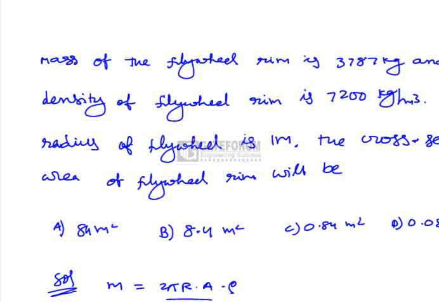So which gives a value of 0.084 meter square. So in the options, the correct option is D. D is the right answer.